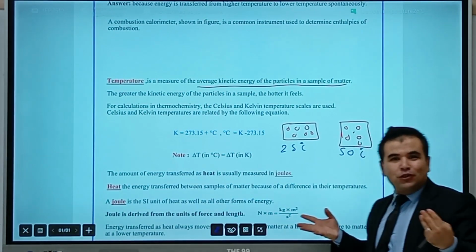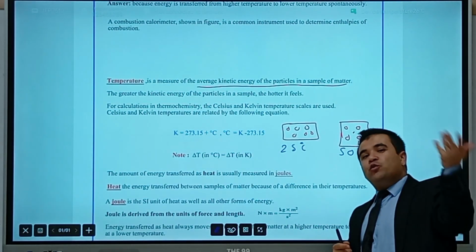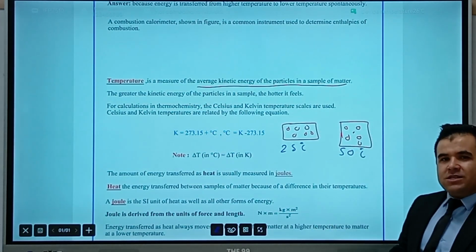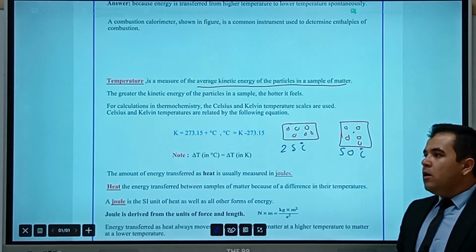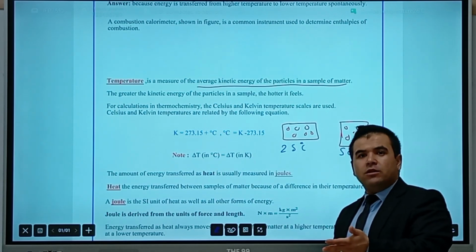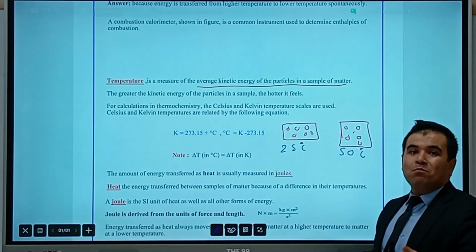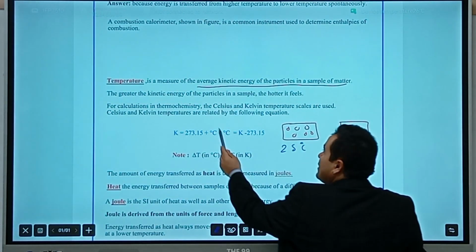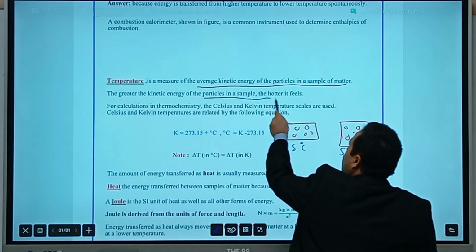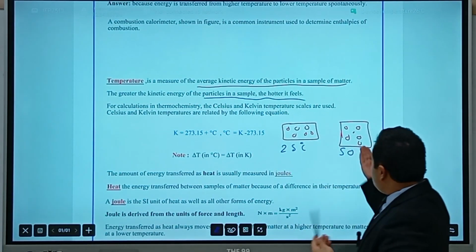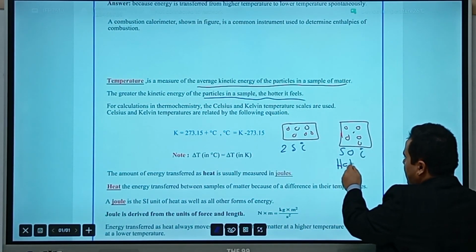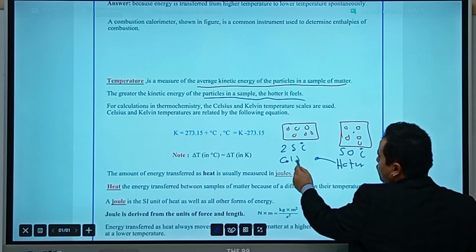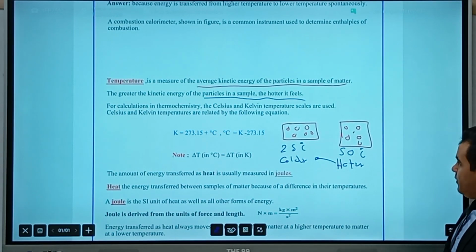than the lower temperature. So whenever the temperature increases, there will be a higher movement between the particles of that system, and kinetic energy will increase, but whenever it reduces, the temperature represents a lower motion of the particles in the system. The greater the kinetic energy of the particles in a sample, the hotter it feels. So which one is hotter? Of course, the 50 is hotter than the colder one, 25 Celsius, if we compare them together.